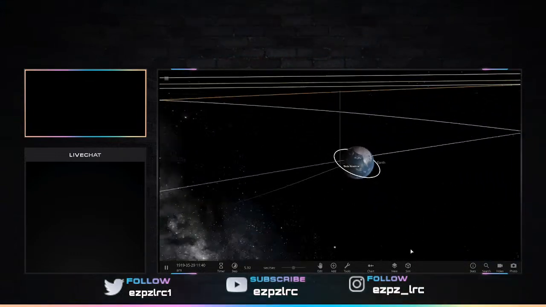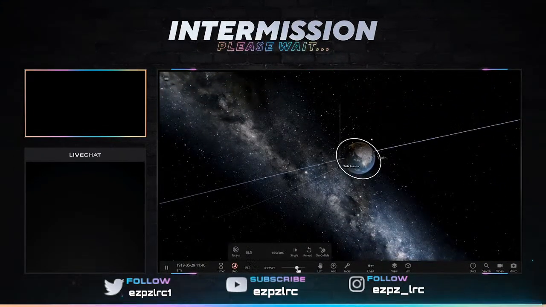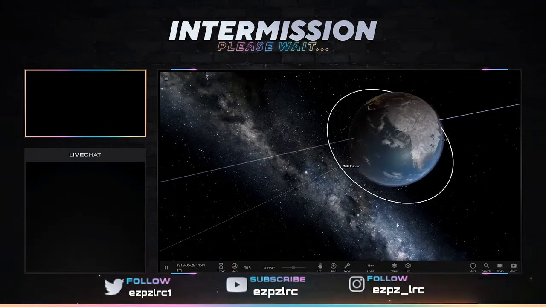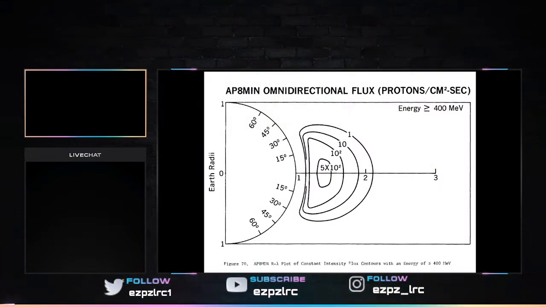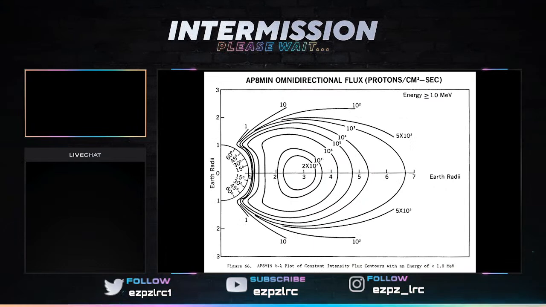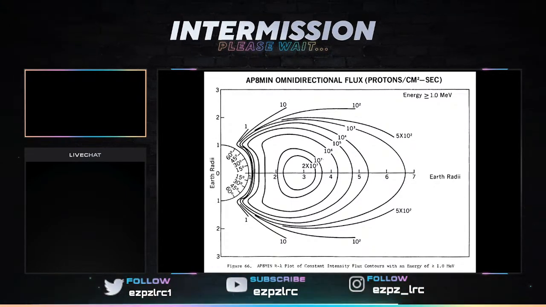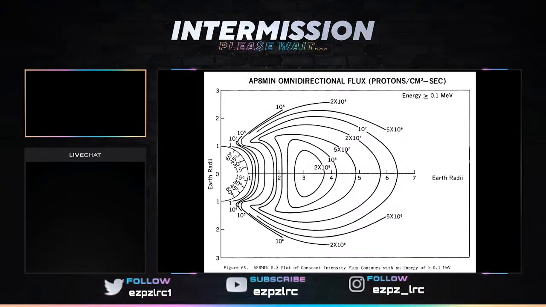Zero inclination orbit. This is close to the most intense regions of the inner belt. So we can use computer models of what's in the belt. The most popular one, I think, are called AP8 and AE8. That's P for protons and E for electrons. This model was developed in the 1970s based upon satellite data. There are better models that exist, including AP9, predictably.